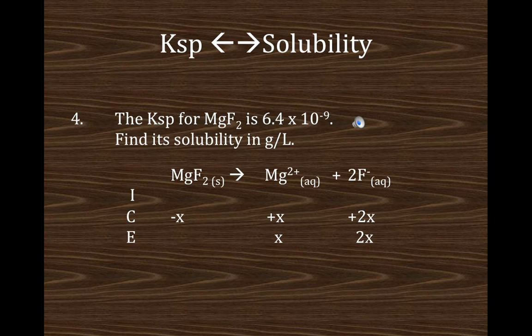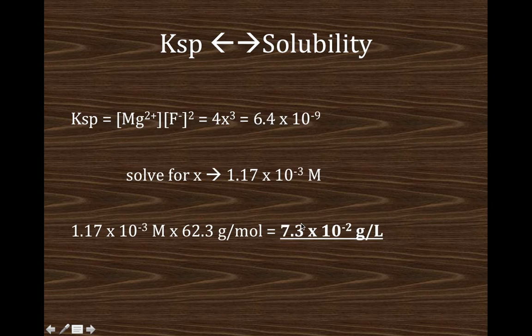Now, this one, I've got the silly ice chart, don't really need it. And we have another x and 2x situation because of how it dissociates. We have a Ksp value. We're first going to figure out the solubility in moles per liter, and our last step is to convert the moles to grams by multiplying by molar mass. So let's go through our steps here.